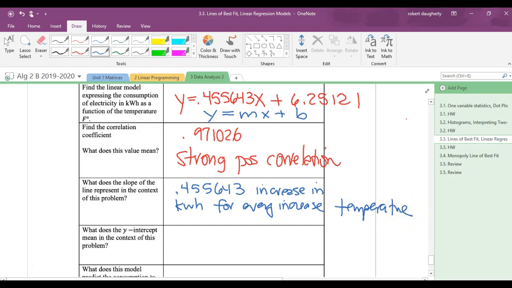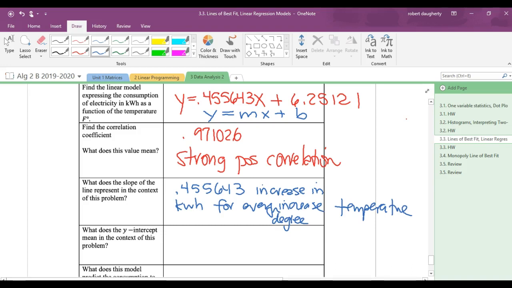So it's for every degree increase. Slope means change in y over change in x. What is y? Kilowatt hours. What is x? Degrees Fahrenheit. So this says I can expect a 0.455 change in kilowatt usage for every degree increase. So it's just putting this in context of the problem, okay?